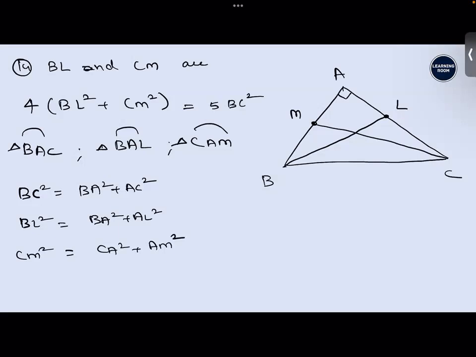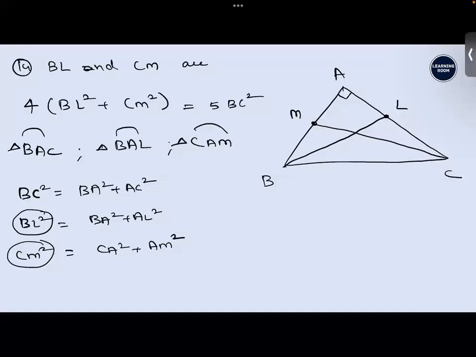So we need to prove that 4 times BL square. So BL is here. So I need to get 4 value here, 4 here, plus 4 times CM square is equal to 5 times BC square. How to solve?